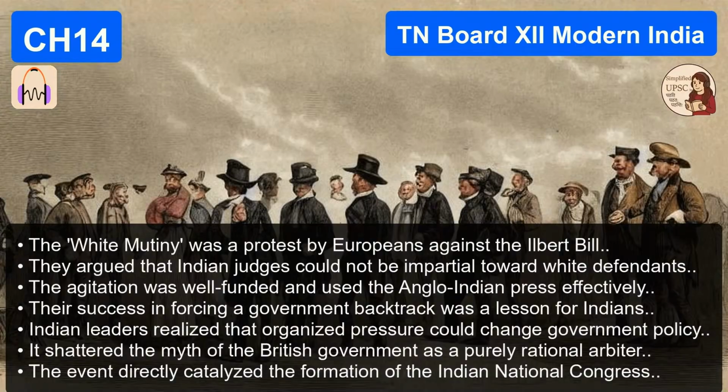So why is this relevant to our discussion on the Congress? Because it shows that the awakening wasn't just about confronting the British, it was also internal. While the INC was forming to talk to the British about legislative councils, you had these parallel grassroots movements addressing deep-seated social issues like caste within Indian society itself.